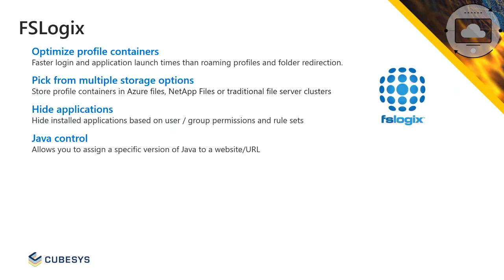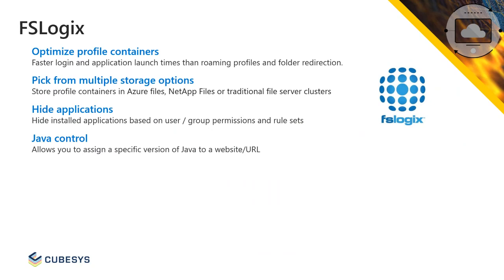FSLogix also includes application masking and Java control. With application masking, we can hide applications based on users or groups. And then the Java control component basically allows you to assign a specific version of Java to a website or URL so that it forces it to run using that particular version of Java.